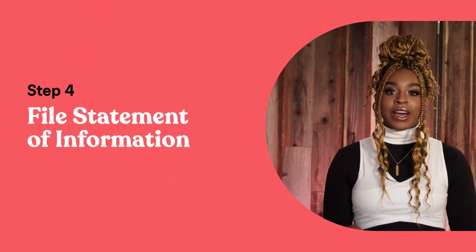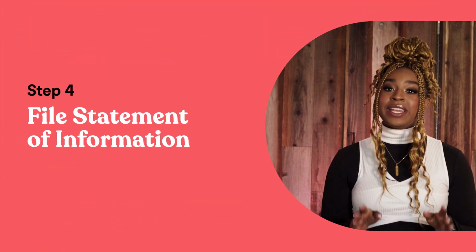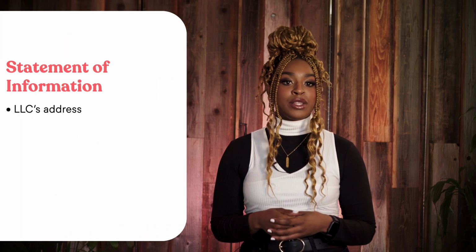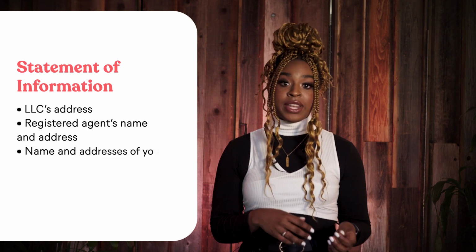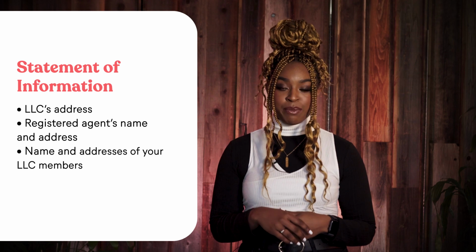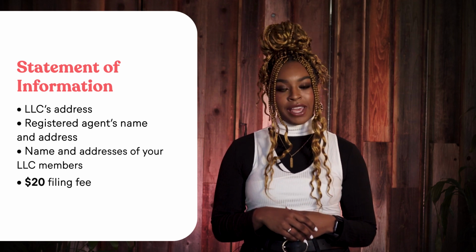Step 4. File Statement of Information. Within 90 days after filing your articles of organization, you're required to file a Statement of Information, or an SOI, with the California Secretary of State. The SOI includes your LLC's address, registered agent's name and address, and the names and addresses of your LLC members. You'll pay a $20 filing fee.